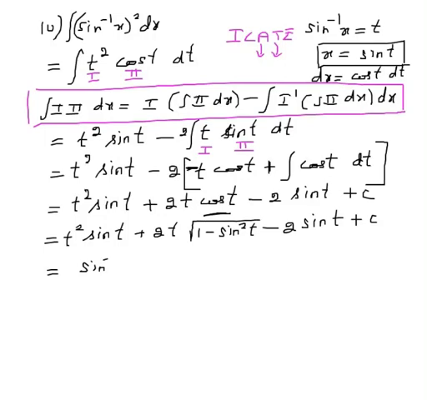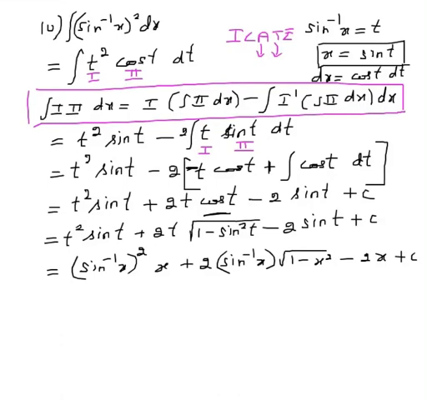And here t is sin inverse of x. t square will be the whole square. sin t is x, plus 2 times t, which is sin inverse of x, and this becomes root of 1 minus x square, minus 2x, plus c. This is the answer.